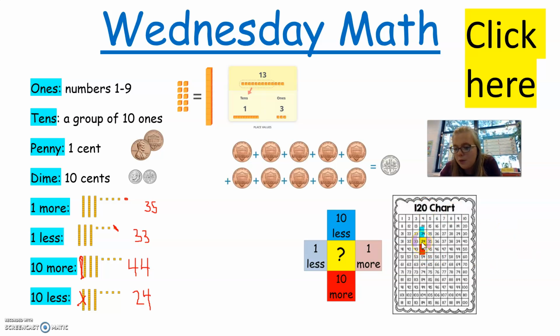So when you do 1 more, so 1 more than 34, you see what's next. That would be 35. 35 is 1 more than 34. When you're doing 1 less, you go back. So 34, 1 less would be 33. What came before it? That's 33. 10 less, you got to jump to the row before it, okay? So 10 less than 34 is 24. For 10 more, you jump 10 ahead, you go down. So 10 more than 34 is 44.